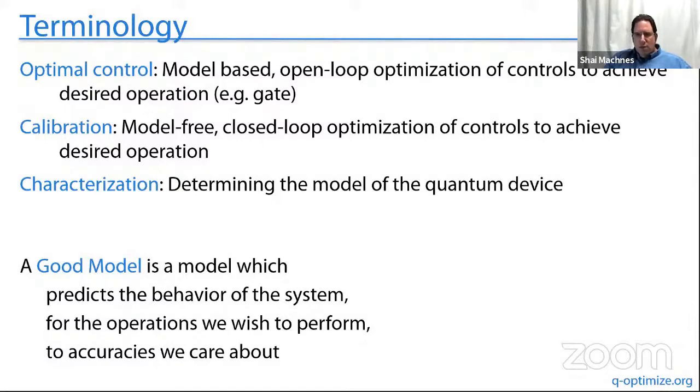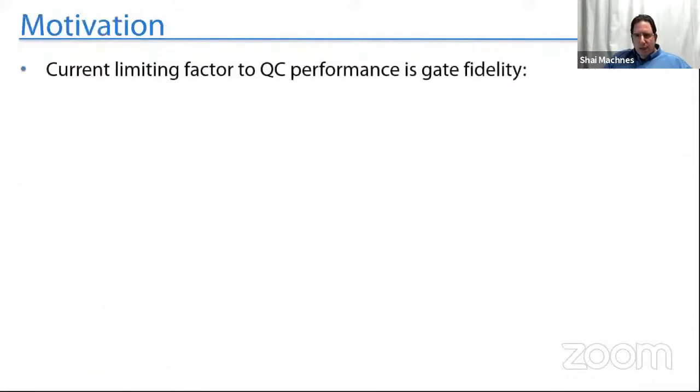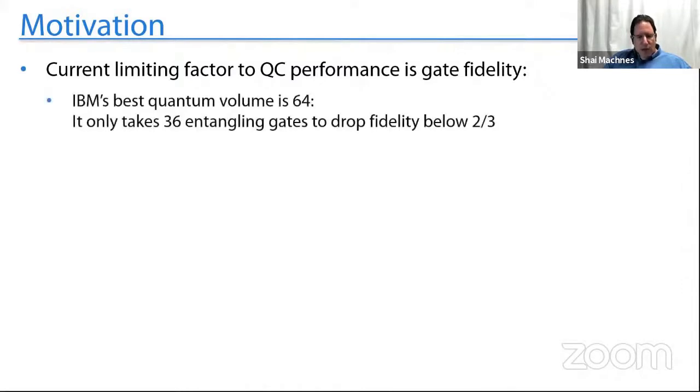Okay, so what is the motivation for this work? Currently, and I'm talking about 2020, the limiting factor in the performance of quantum computers is the gate fidelity, and I want to prove this claim. IBM's best quantum volume is 64. Let's not go into detail on exactly how it's computed, but what it means is that if you do only 36 entangling gates, your fidelity drops below 2/3. That's not really impressive. 36 gates is not a lot.